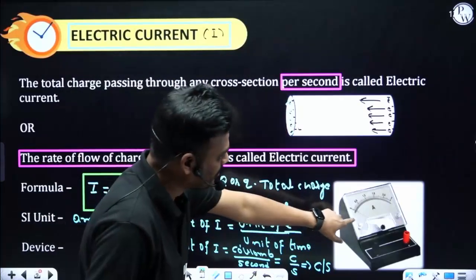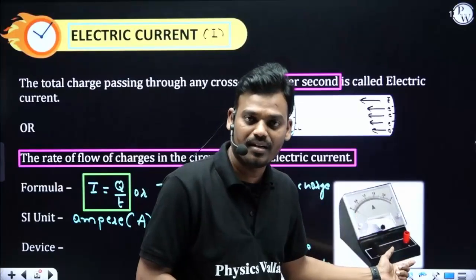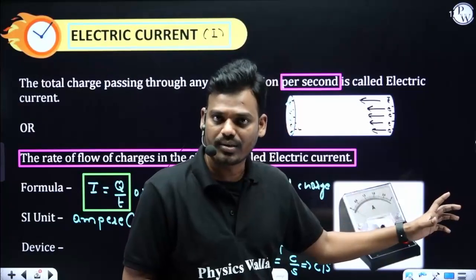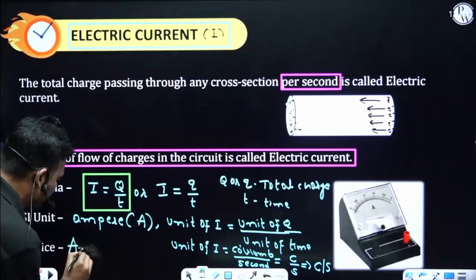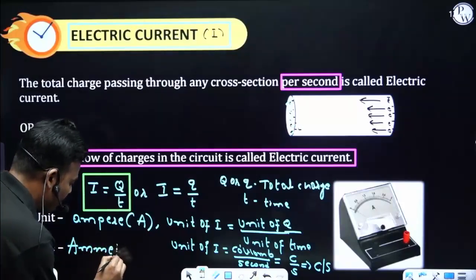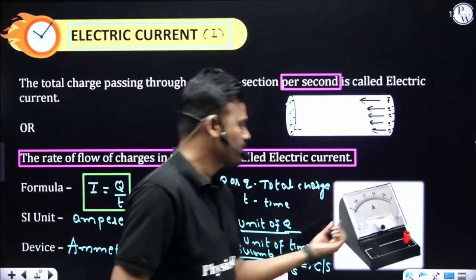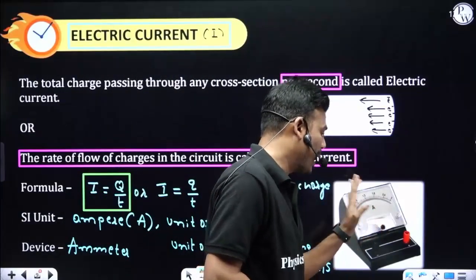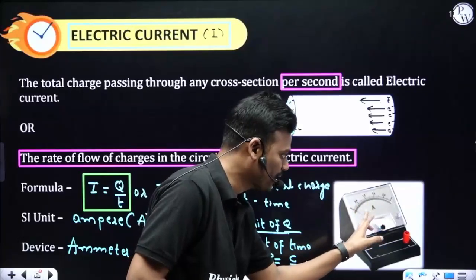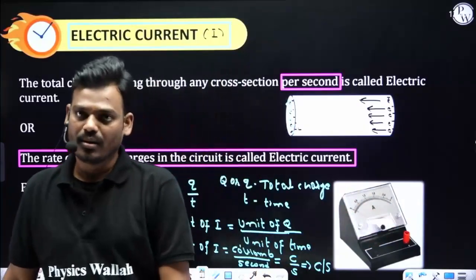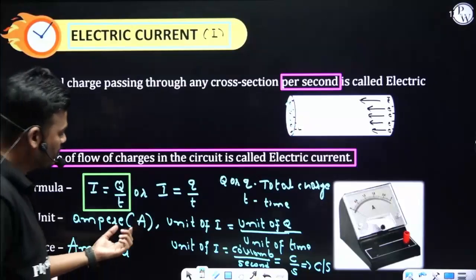You can see here, this is the device by which we can measure electric current flowing through the circuit. Got it? The device name is ammeter. And here you can also see this is A. A indicates it is the ammeter. It measures values in terms of ampere only. Got it? Now, how do you define 1 ampere?